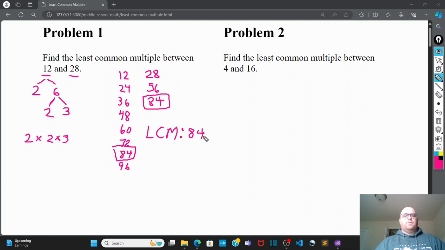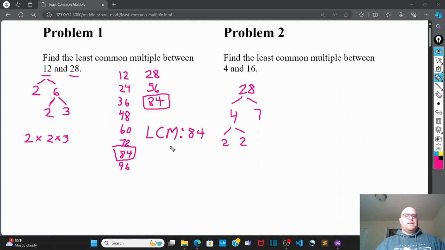So we want to do the same thing with 28. Let me do it over here. 28 is 4 times 7. You could pick different factors, but you notice here that 7 is a prime number. It can only be divided by 1 and itself. And so we're halfway there. 4 can be broken apart into 2 times 2.